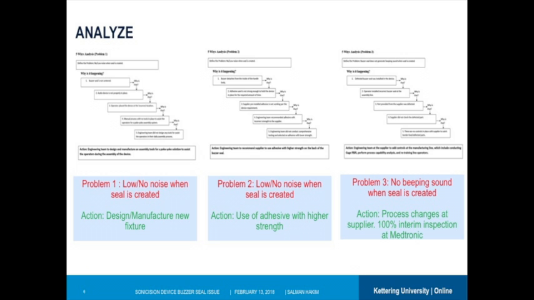The third issue was related to the supplier providing bad parts to Medtronic. The engineering team identified multiple process changes at the supplier and in the meantime implemented 100% inspection at the Medtronic facility.